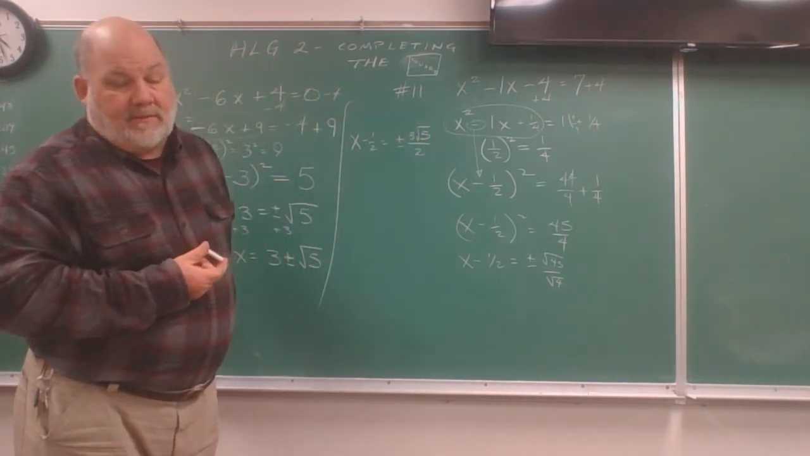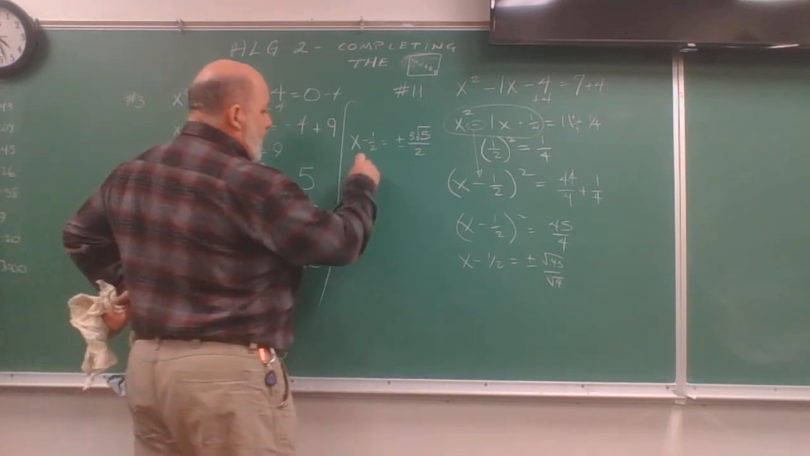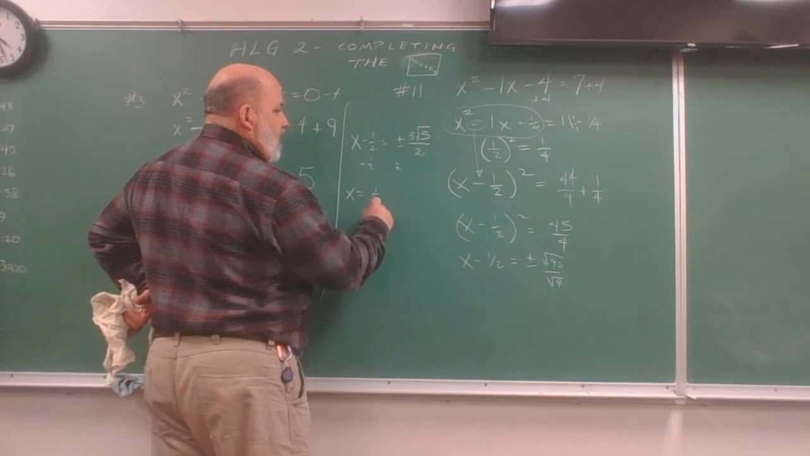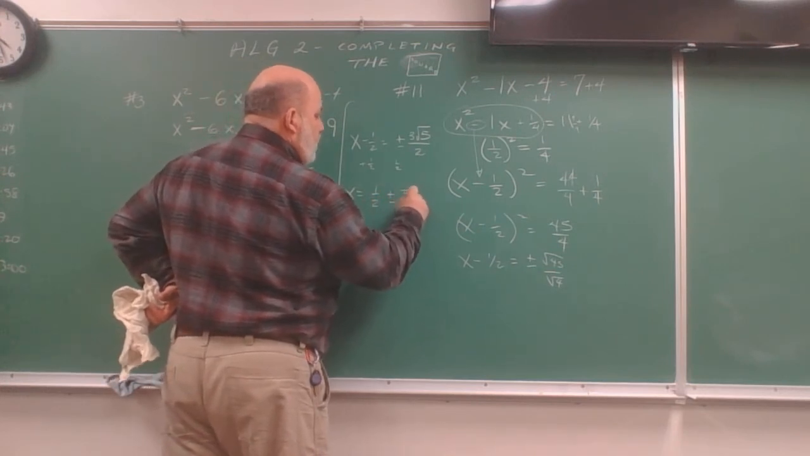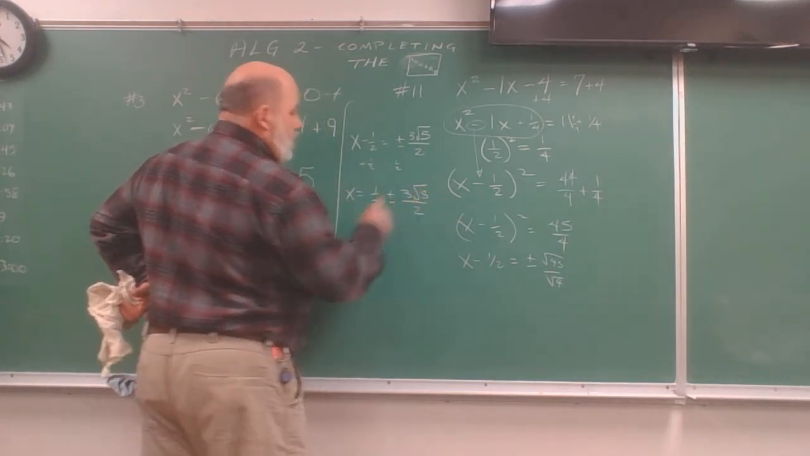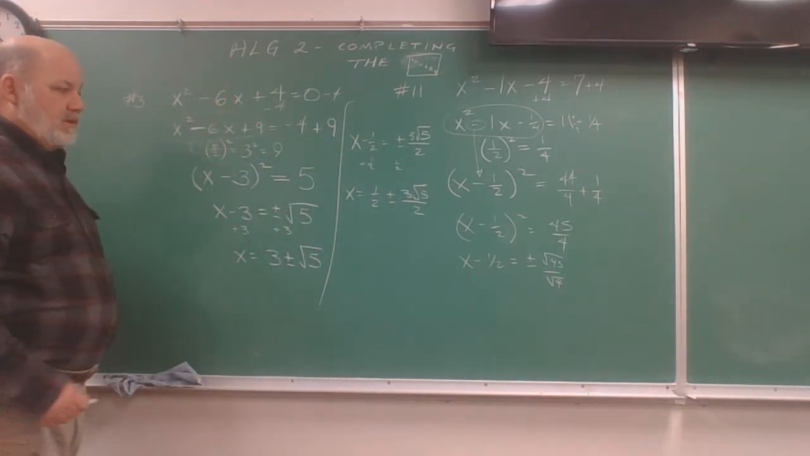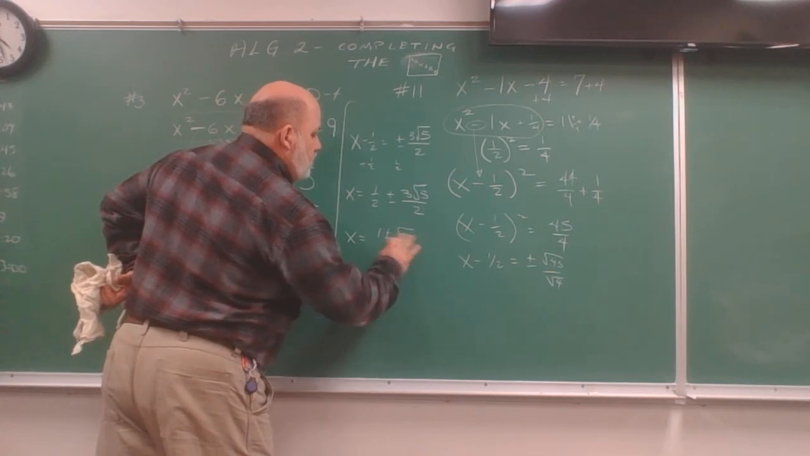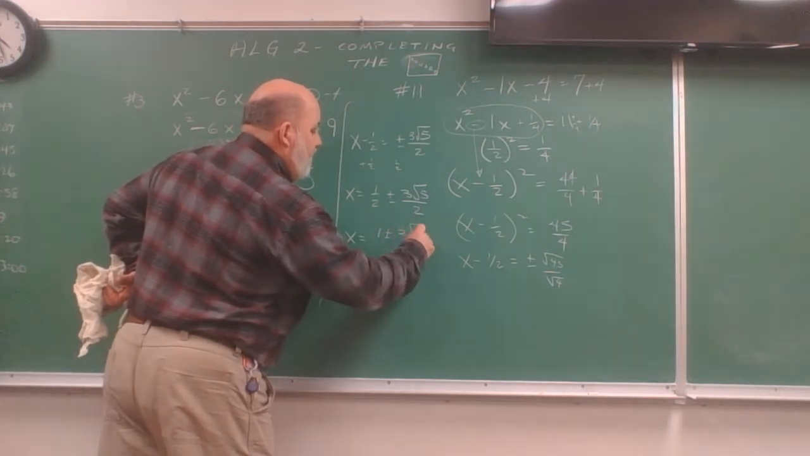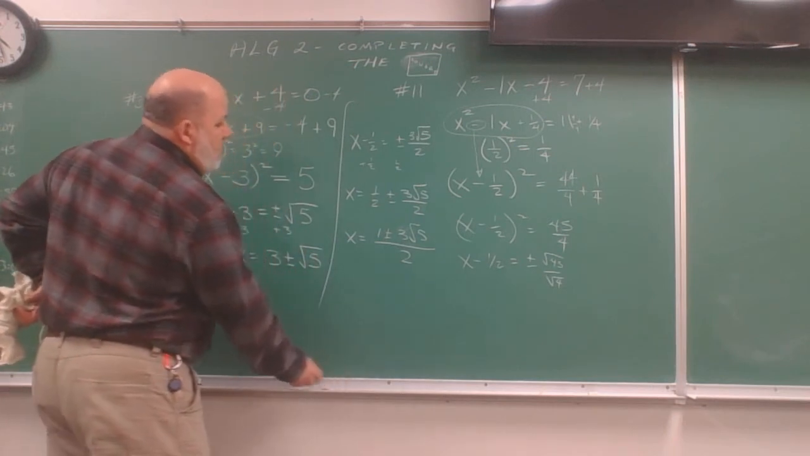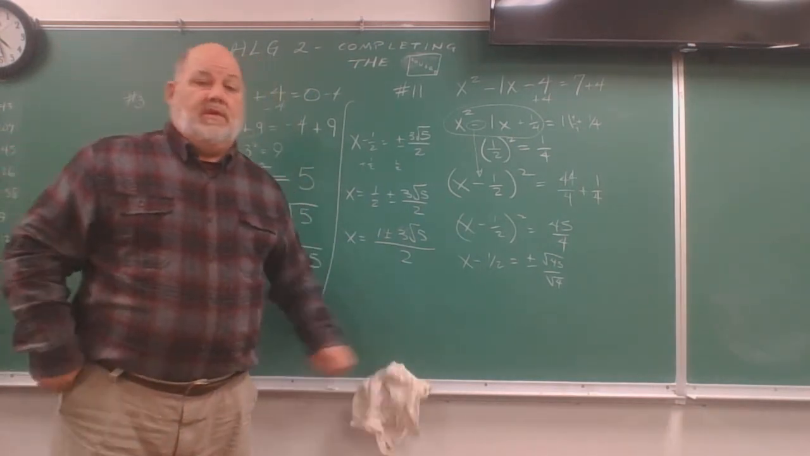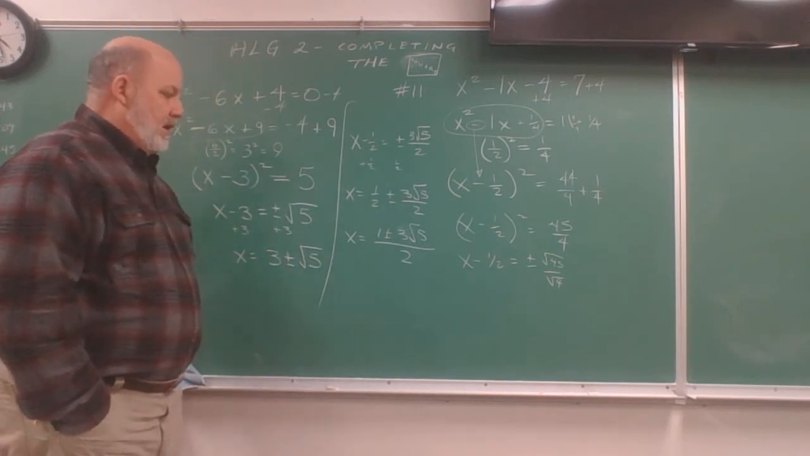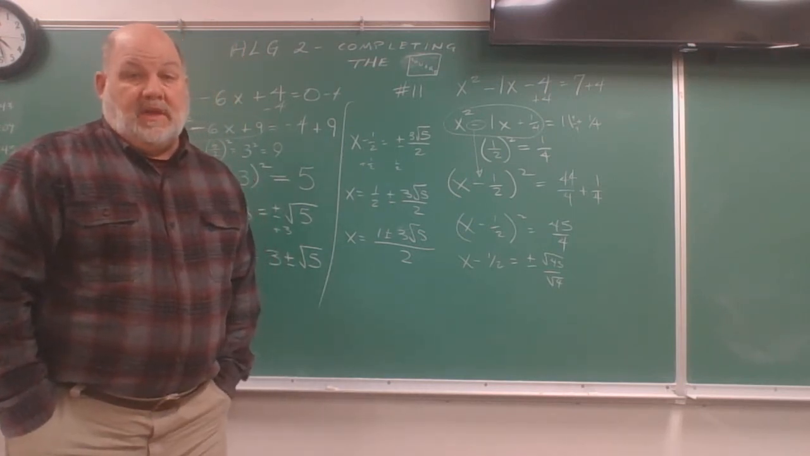Well, now we still haven't gotten x by itself. I'm going to add 1/2 to both sides, and I get x equals 1/2 plus or minus 3 square root 5 all over 2. Some people will write that as x equals 1 plus or minus 3 square root of 5 all over 1 denominator. 6 of one, half dozen of the other. They both say exactly the same thing. They're both perfectly acceptable. And there you have it.